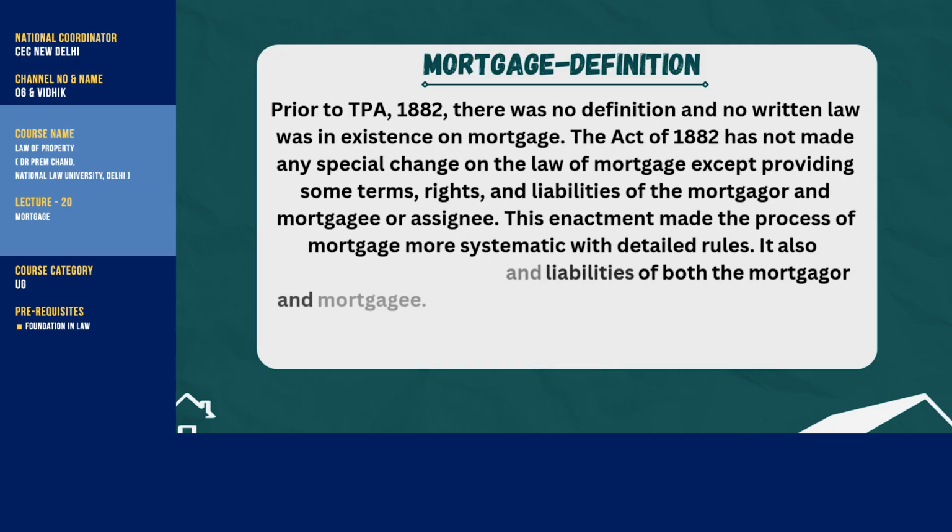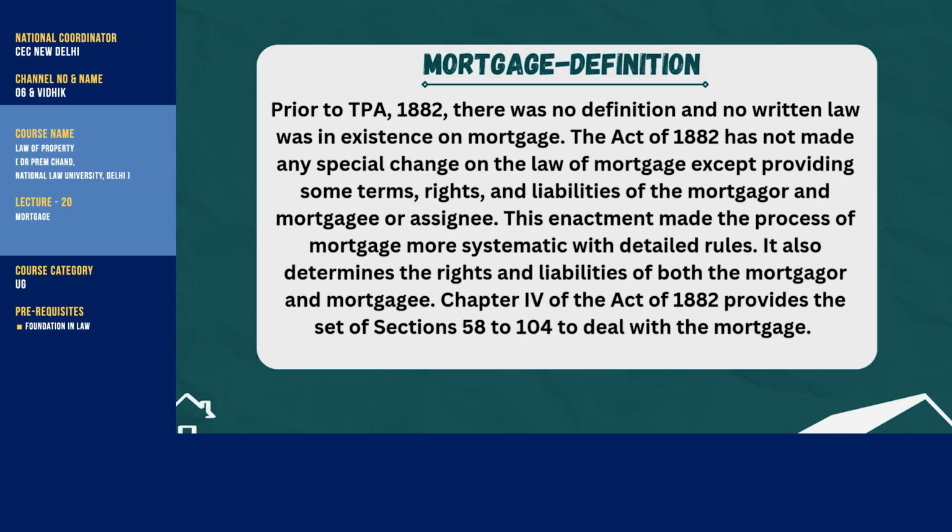Now, we look into the definition of mortgage. Prior to the Transfer of Property Act 1882, there was no definition and no written law in existence on mortgage. The Act of 1882 has not made any special change in the law of mortgage except providing some terms, rights and liabilities of the mortgagor and mortgagee or assignee. This enactment made the process of mortgage more systematic with detailed rules.